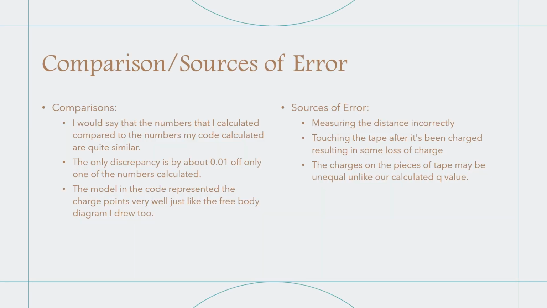For comparison, I think that my model on paper and my model on the code were very similar, and so were the numbers. Some sources of error I have were measuring the distance incorrectly, possibly touching the tape after it's been charged, resulting in some loss of charge, and the charges on pieces of tape may be unequal, unlike our calculated Q value.